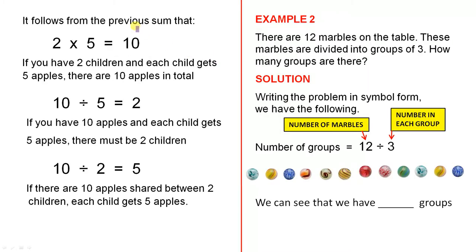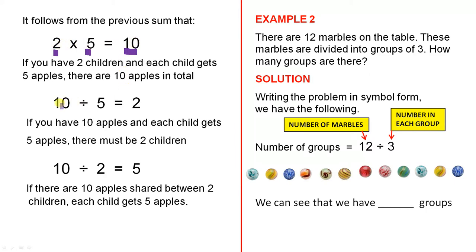It follows from the previous sum that, now this is where multiplication is connected with division. Let's have a look. 2 times 5 equals 10. Now what does that mean in regards to the problem we just did? If you have 2 children and each child gets 5 apples, there are 10 apples in total. That's what this number sentence means.